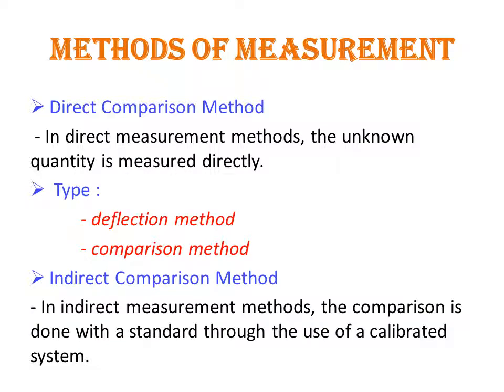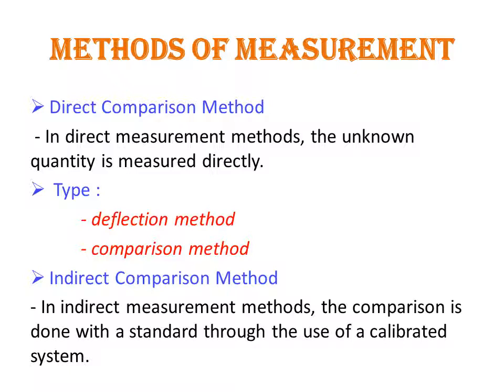There are two different methods of measurement: direct comparison method and indirect comparison method. In direct measurement method, the unknown quantity is measured directly. That is, we don't use any other secondary standards. We directly measure the quantity. There are two types of this: deflection method and comparison method.